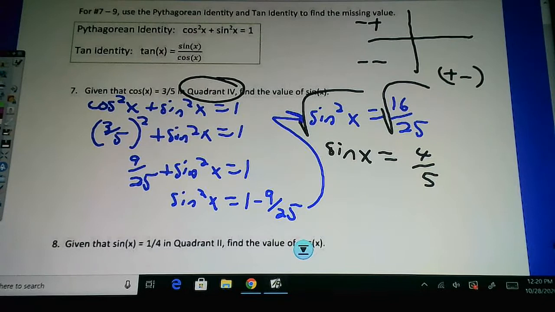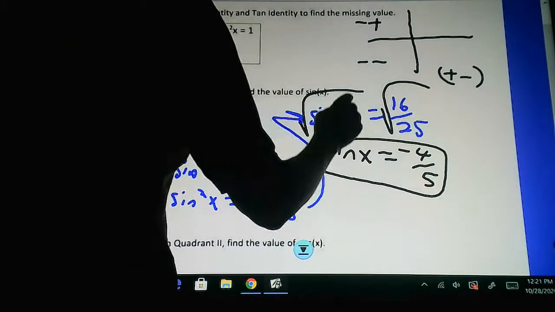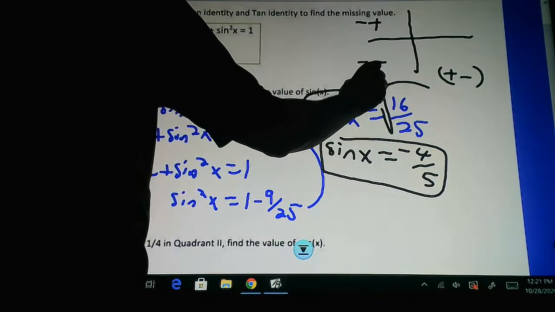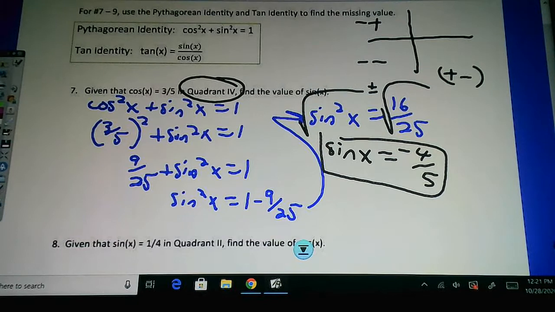So if I'm in quadrant 4, I want to make sure my answer is negative for sine. Remember, when you take the square root here, normally you put plus or minus, but in this particular case, it has to be only the negative answer. In quadrant 4, sine is negative. Sine is like a y value. So that's what you got to do. You got to watch for the plus or minus signs on these.